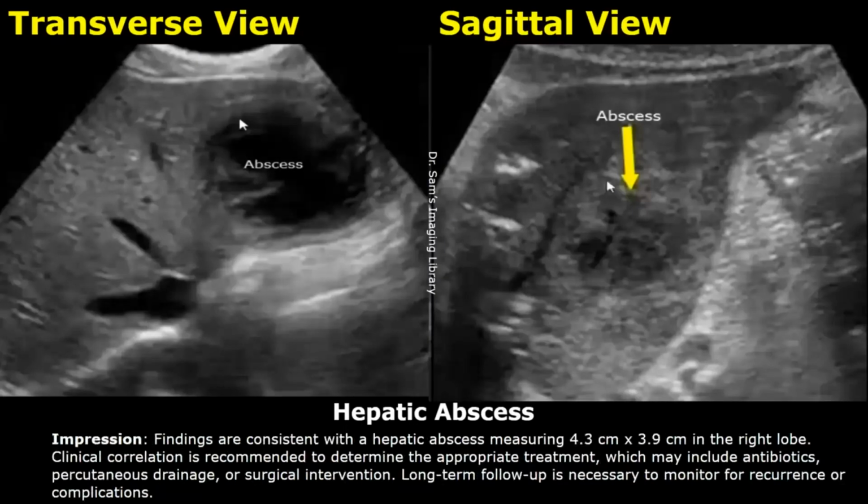Similarly, in the impression, you can write findings are consistent with hepatic abscess and write the size of the abscess, followed by its location, and then you can write about clinical correlation.